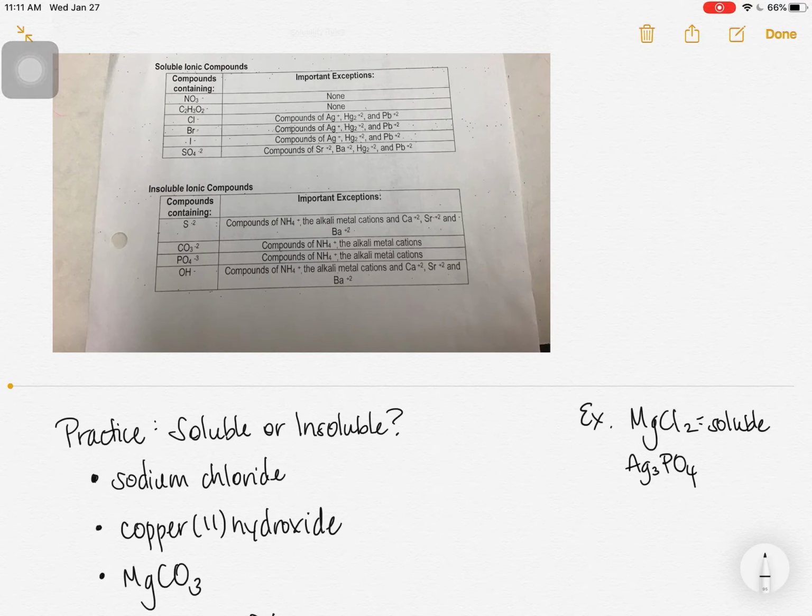Knowing that it's soluble, if we put it into water, it will dissolve, and we'll give it the abbreviation aq for aqueous. Now, a second example is silver phosphate. So we look up phosphate in the chart. Phosphates are mostly insoluble, with a few exceptions though: NH4 plus and the alkali metal cations. That's your group 1s, so lithium, sodium, potassium. So knowing that silver is not a group 1 cation, we would expect silver phosphate to be insoluble.